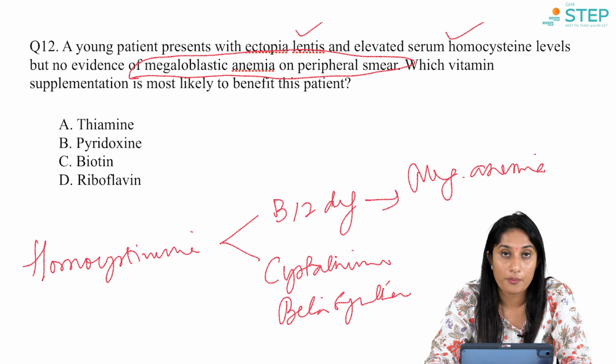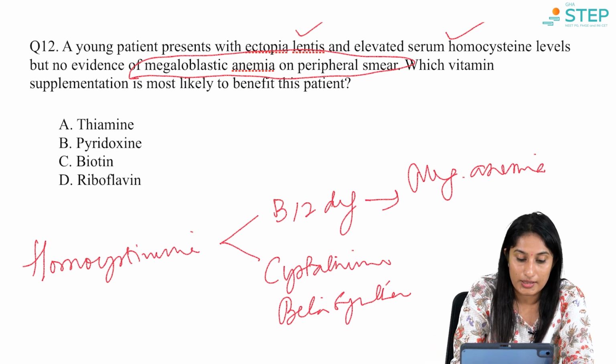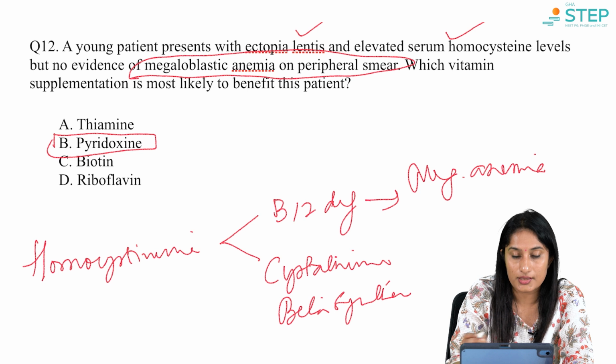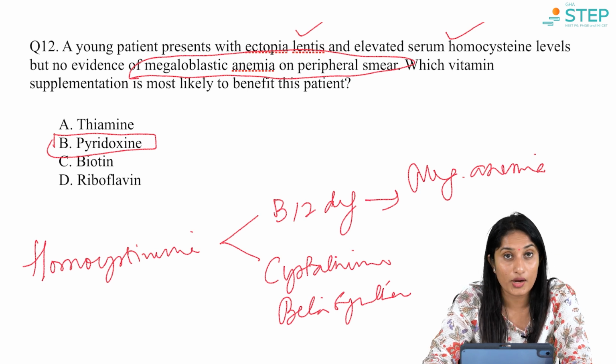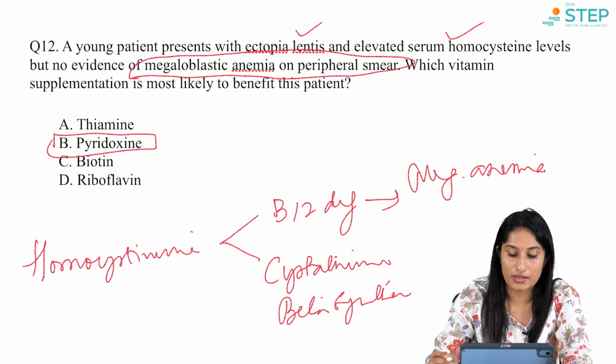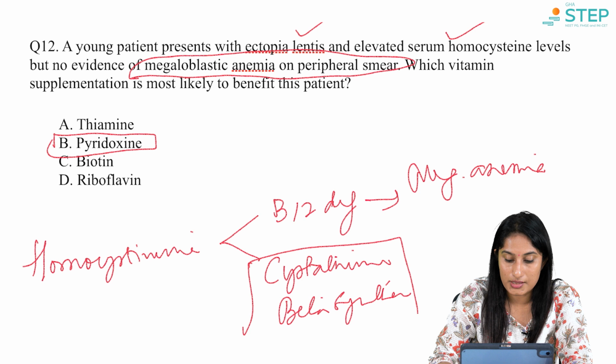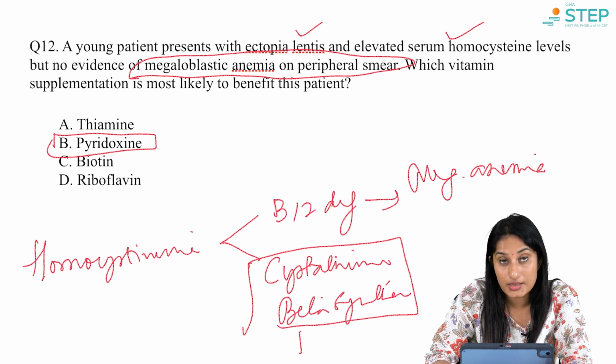Is it thiamine, pyridoxine, biotin, or riboflavin? So, let's take the correct answer, that is pyridoxine. Why are we thinking of pyridoxine? Because this enzyme cystathionine beta synthase requires the coenzyme PLP.